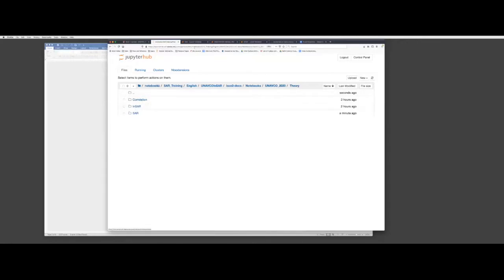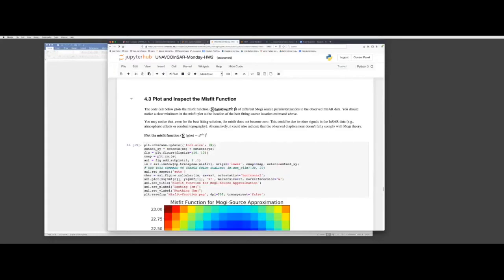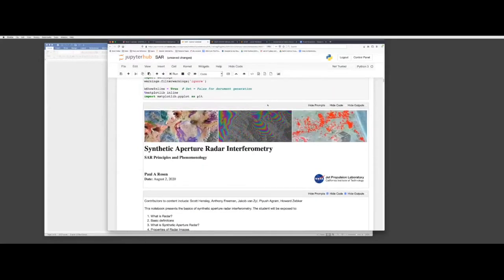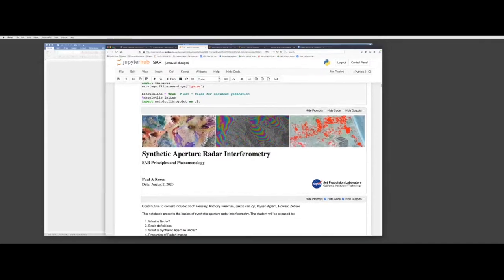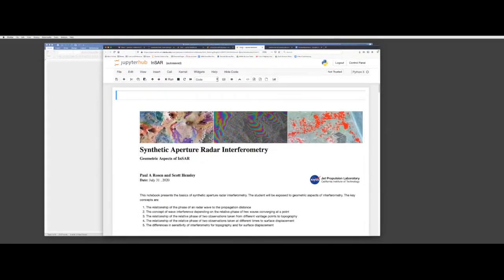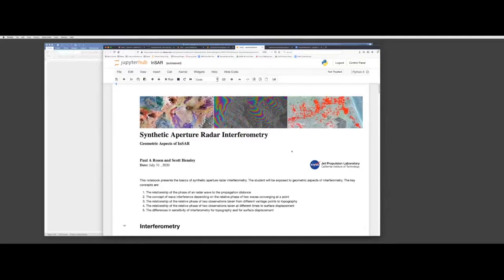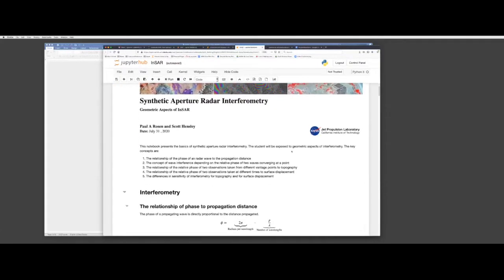Okay. That's just background. So here we are. That's the SAR. Hold on a second. Here we go. So here we are in the SAR interferometry notebook.